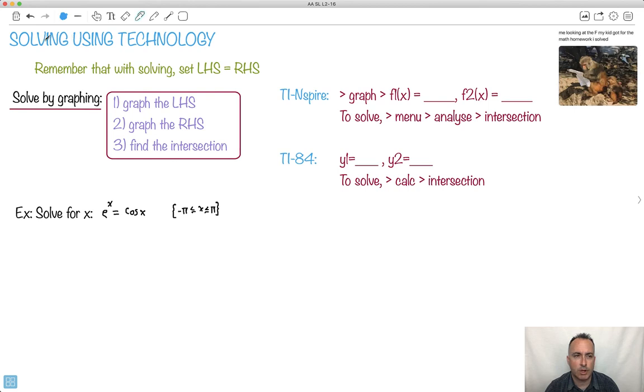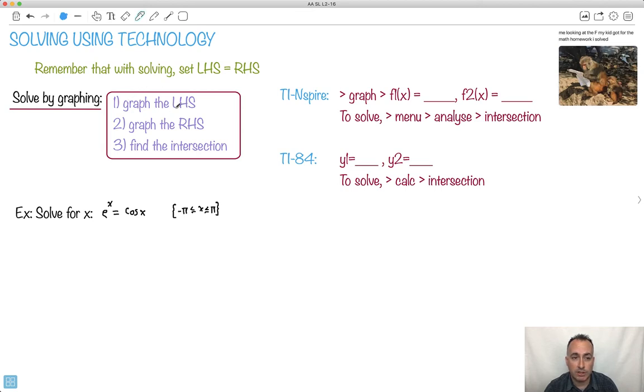I'm going to show you how to solve using technology. Remember what we do in solving. When we have an equation we're trying to solve, like e to the x equals cos x, the idea is to set the left-hand side equal to the right-hand side. Now, that sounds really trite, but I'll show you we can solve by graphing.